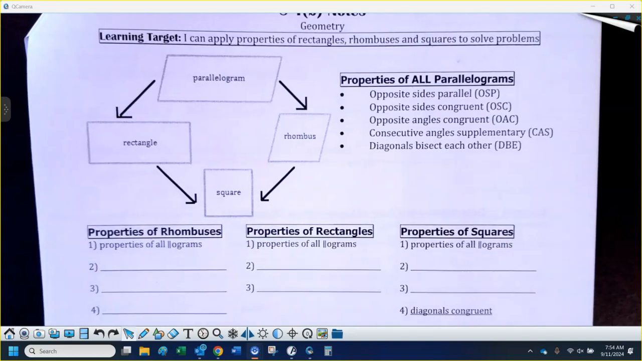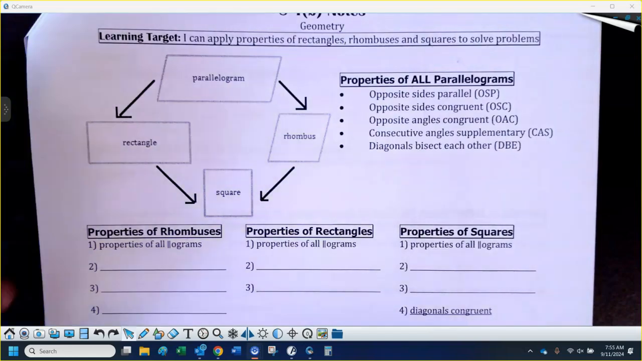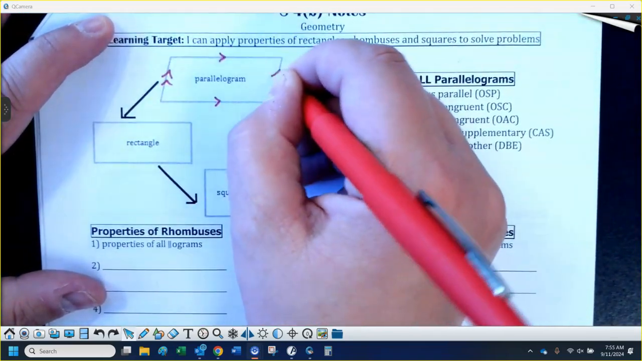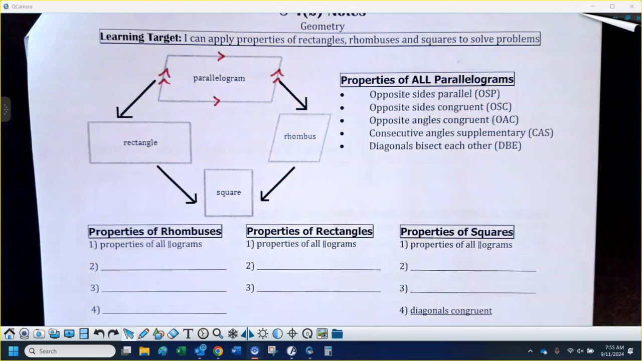Notes that we did. These are all quadrilaterals. They fall into the category of parallelogram. All these shapes that we've talked about, the rectangle, the rhombus, we're going to add the square into the mix today. The only requirement to be a parallelogram is that both pairs of opposite sides have to be parallel to each other. Every shape underneath this follows the same properties.